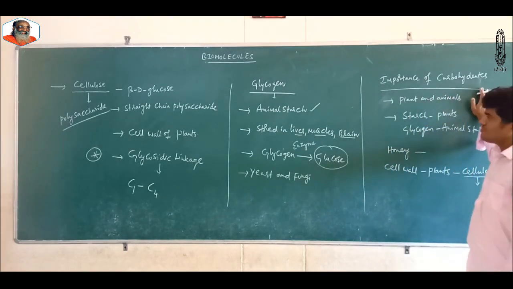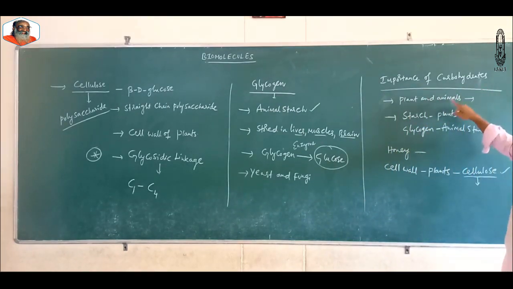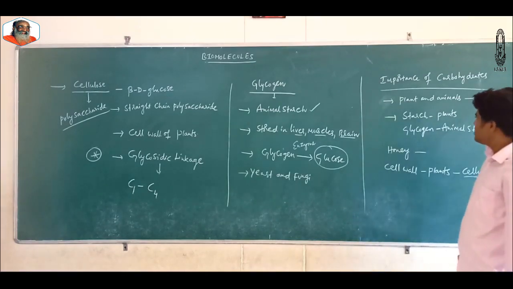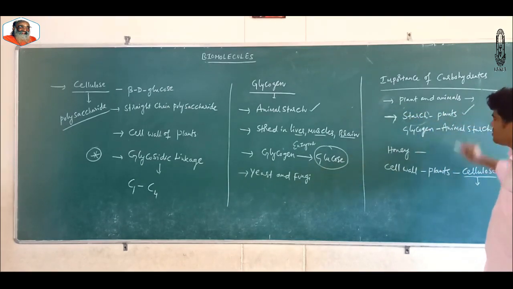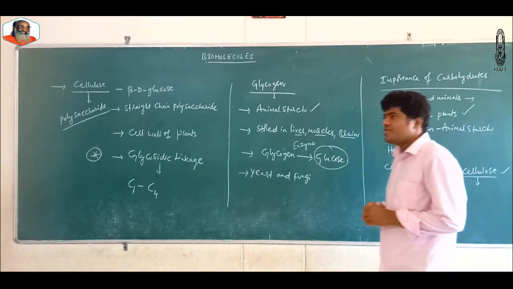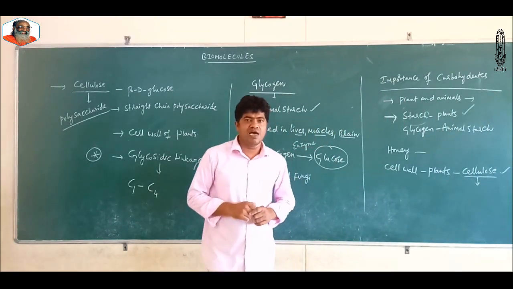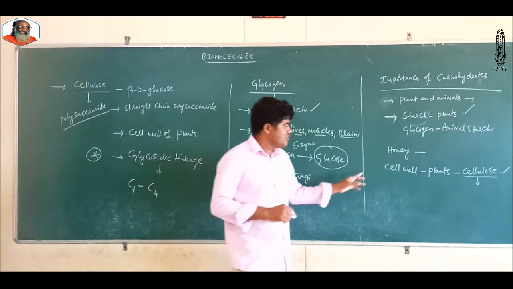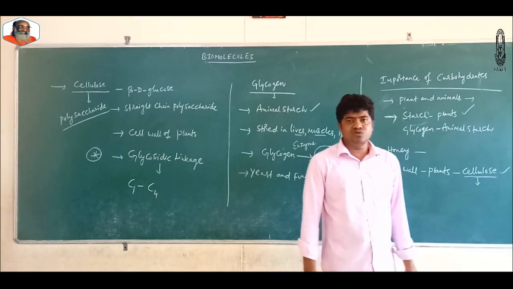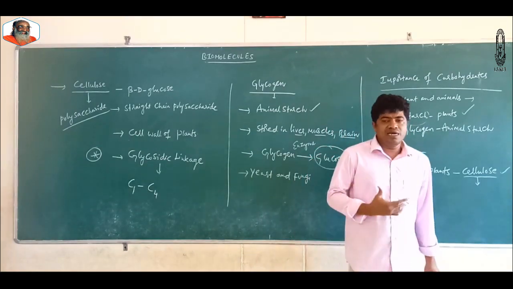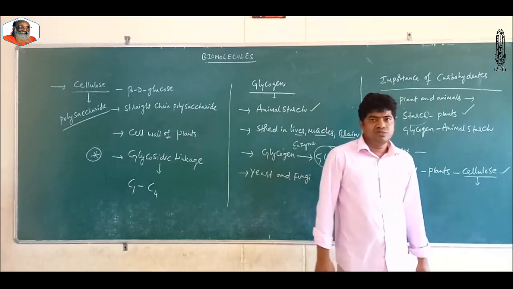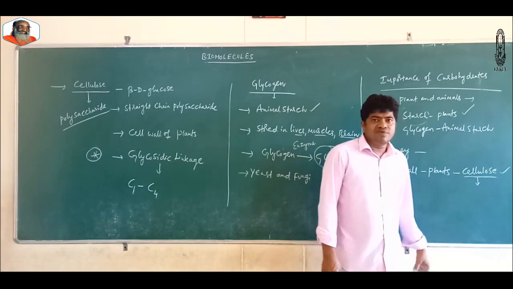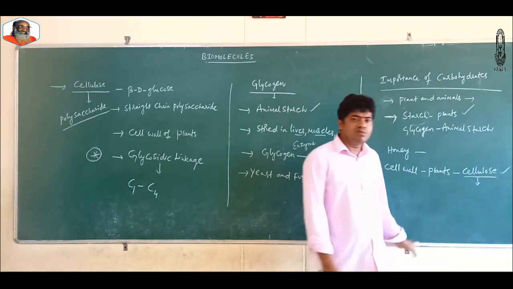And now coming to the importance of carbohydrates. Carbohydrates are very essential for both plants as well as animals. They serve as reserve food material, in the form of starch for plants and glycogen for animals, and honey has been used as an instant source of energy in the Ayurvedic system of medicine. The cell wall of plants is made up of cellulose, which can be used as wood, and we also get cloth made of cotton. Cotton fibers are nothing but cellulose.